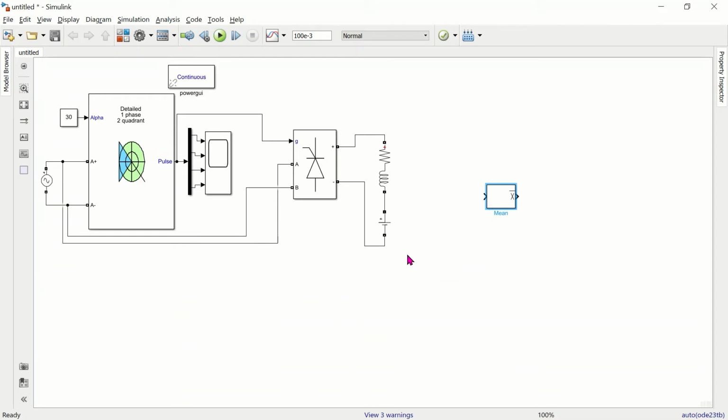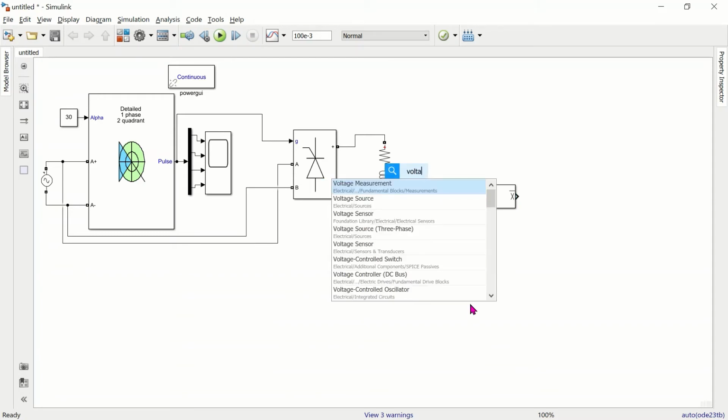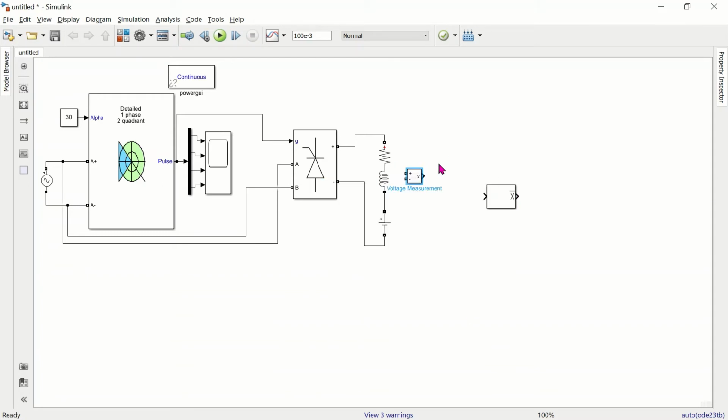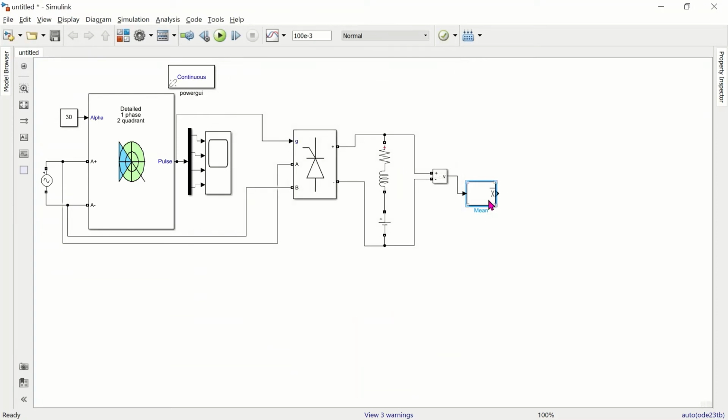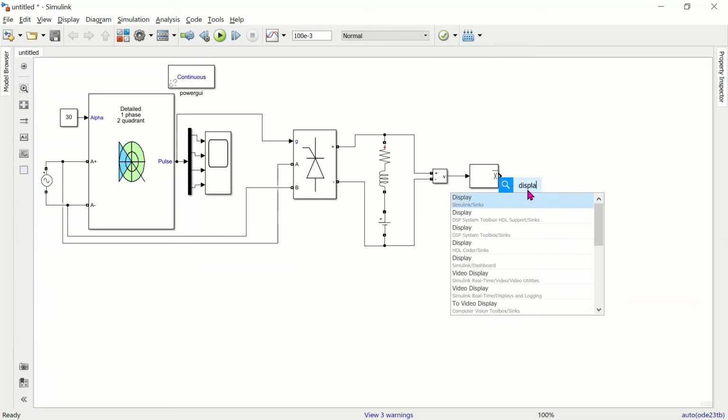Mean measurement, voltage measurement unit. Here I am connecting this. This is 100 hertz fundamental. The output is double the input frequency. We connect a display unit.